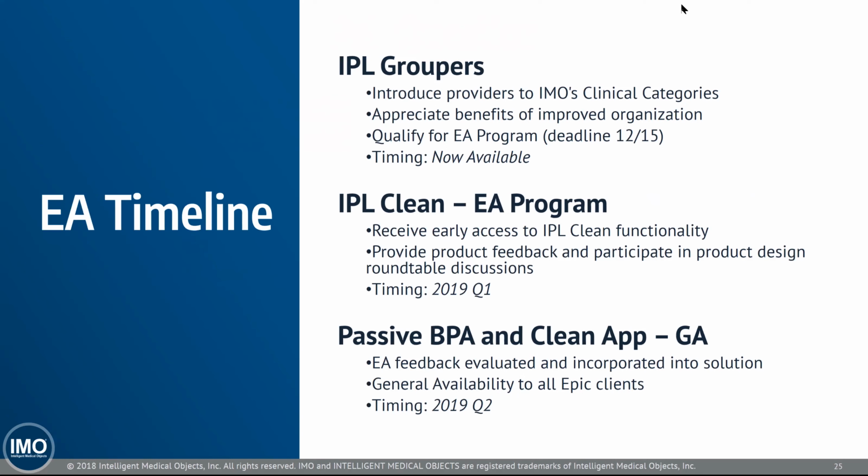The IPL Clean EA program is going to start in Q1. Just after the first of the year, we'll be rolling this out to those EA candidates. They'll get access to IPL Clean functionality, and then we'll start gathering feedback on what works, what doesn't, what needs to be tweaked, that kind of stuff. And then that EA period will last for about 3 months. We'll get that feedback from those users. We'll gather the user stories and collect some data to understand the real gains that are being recognized with this cleanup app. And then we'll make it available to all of our Epic clients. And that should start in Q2 of 2019.